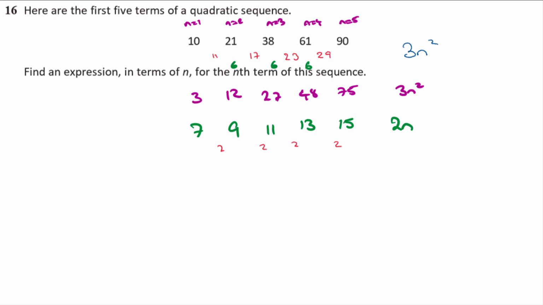Okay, but it's not quite 2n, is it? Because 2n would be 2, 4, 6, 8, 10, and we've got 7, 9, 11, 13, 15. And that is 5 more than 2n. Okay, so then we combine these 3 bits together to work out that the nth term of this quadratic is 3n squared plus 2n plus 5.